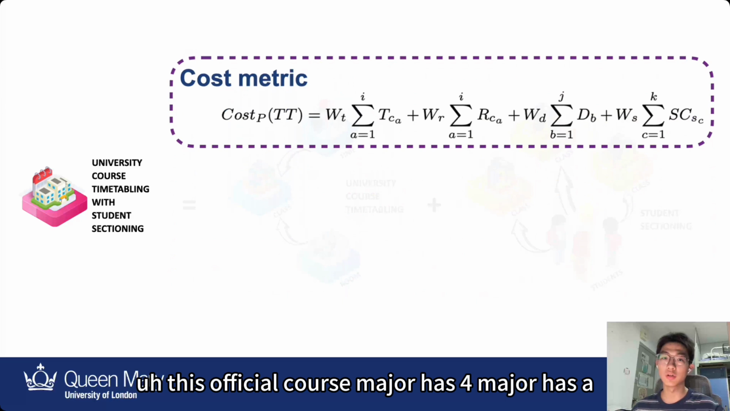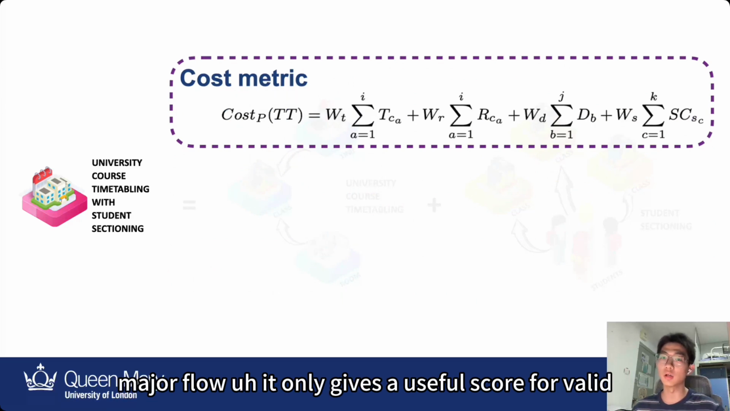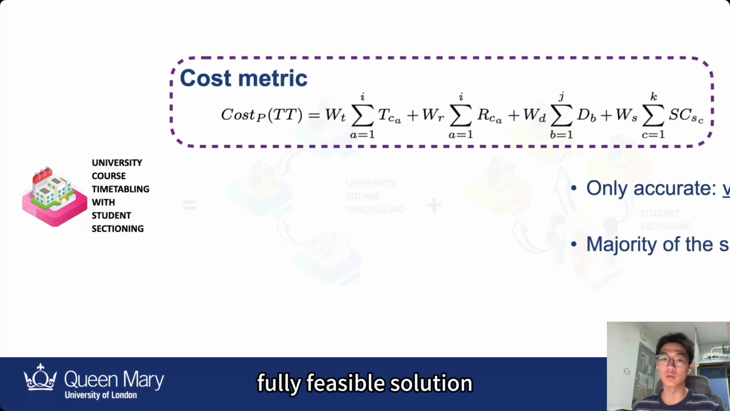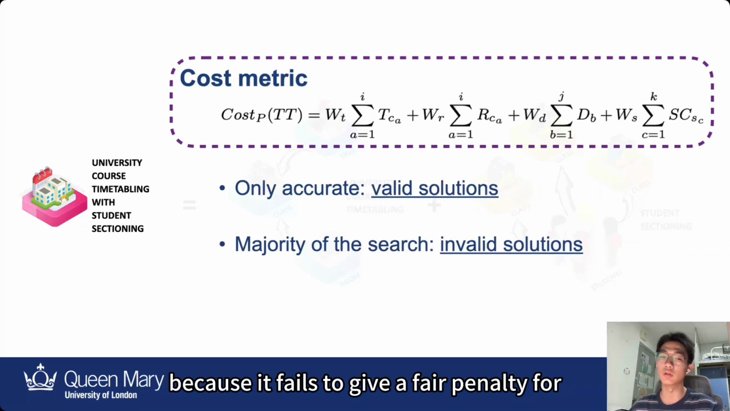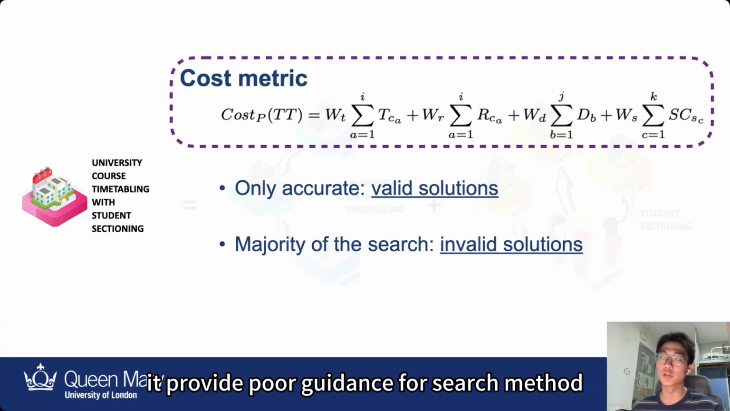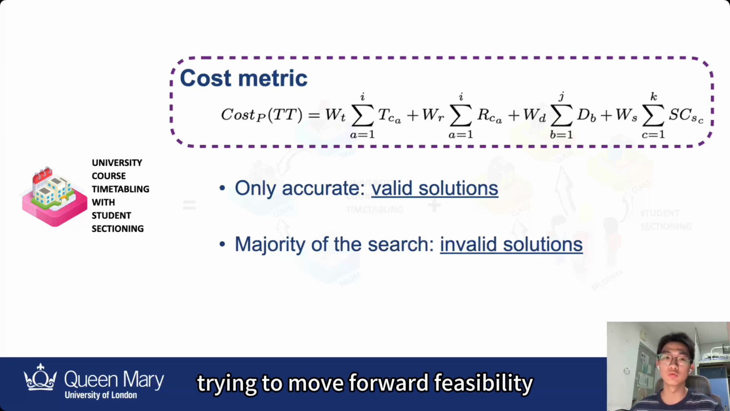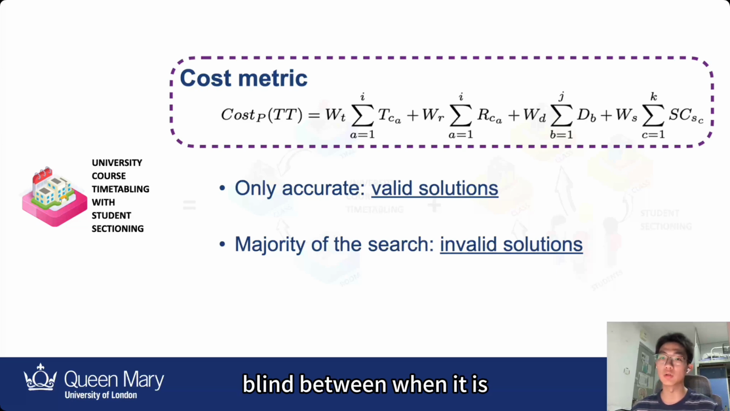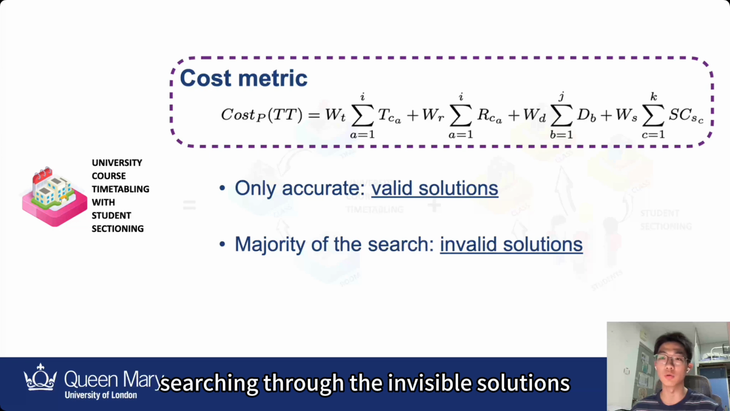However, this official cost measure has a major flaw. It only gives a useful score for valid, fully feasible solutions, because it fails to give a fair penalty for bad assignments during the early stage of optimization. It provides poor guidance for search methods trying to move toward feasibility. In short, it leaves the algorithm blind when it is searching through the infeasible solutions.